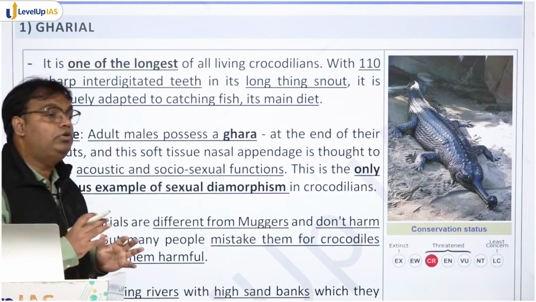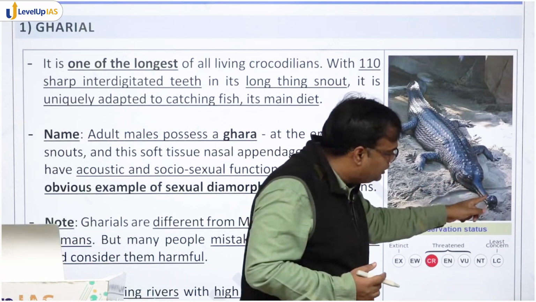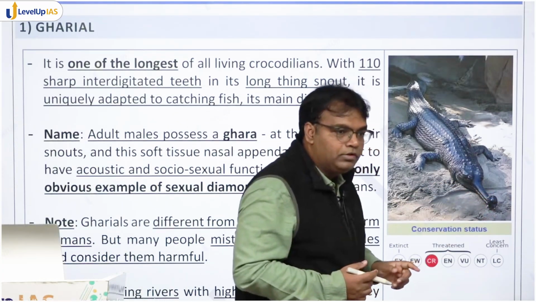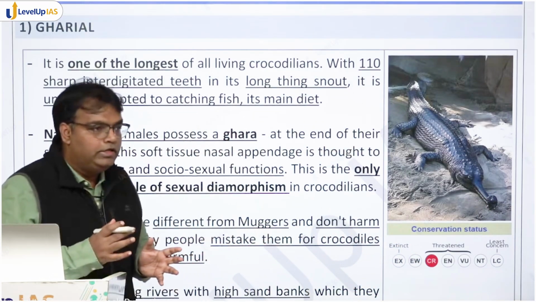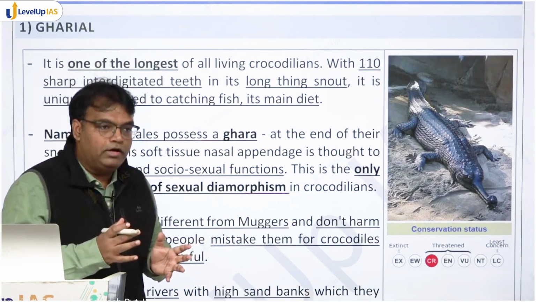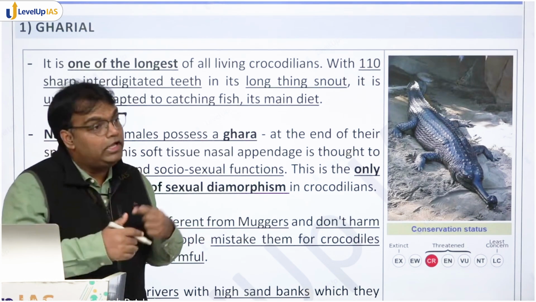Now, why is it called gharial? It's called gharial because in front of the snout, can you see this circular thing? This is ghada. The term ghada is used for it. In Hindi, there's a term called ghada. Ghada matke ko bolte. For those of you who understand Hindi, the term gharial comes from here.